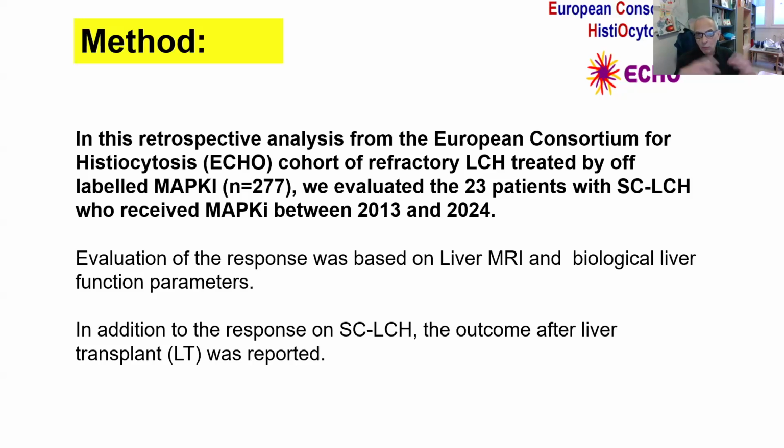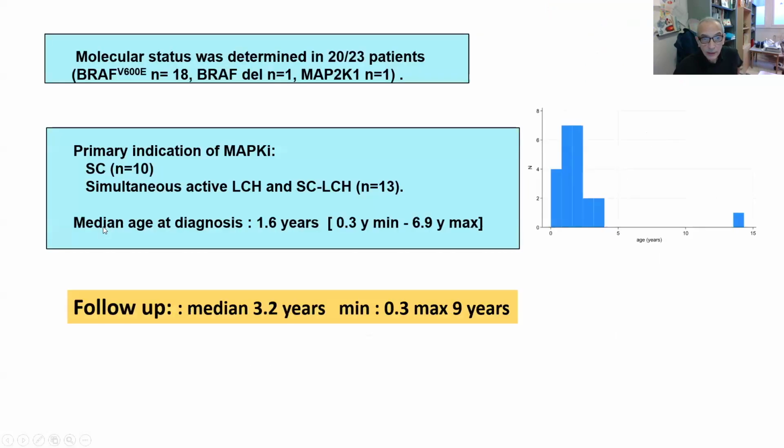And so, on the occasion of a larger study, where we have about 277 patients included, we focused on the patients for whom sclerosing cholangitis was found by different methods, by MRI, by ultrasound, and who have received MAP kinase inhibitor. We evaluate the response on a liver MRI, if possible, but also on the biological tests and functional tests. And of course, we have a big interest in the liver transplant.